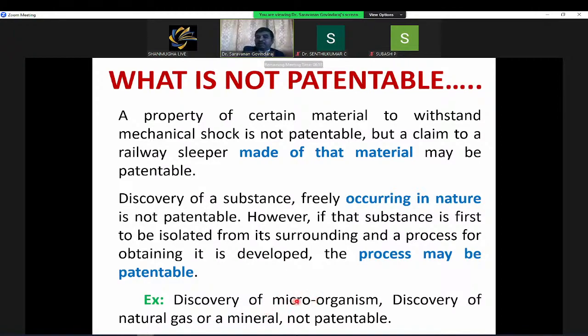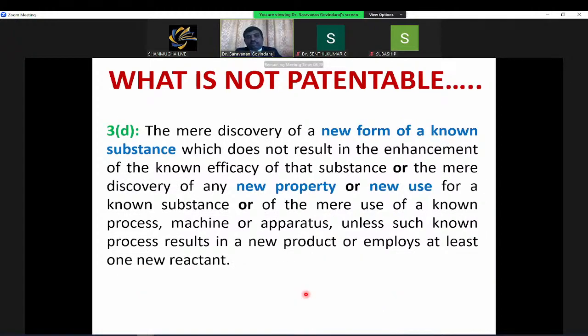And like that, if you discover some microorganism, natural gases, or minerals, wherever the word discovery applies, there is no patent. If you invent, then you can go for a patent. So for discovered products, we can't get a patent. That was clearly explained under Section 3C of the Patents Act 1970.